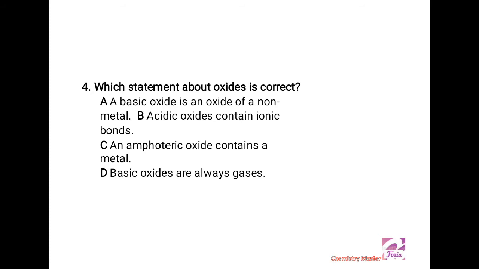Yes, amphoteric oxides means oxides of aluminum or lead. These are the oxides containing the metals aluminum and lead, and they show dual properties of acidic oxides and basic oxides.